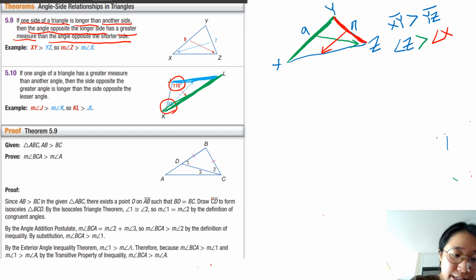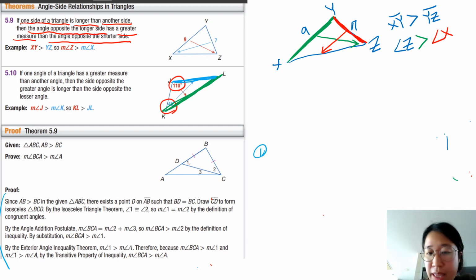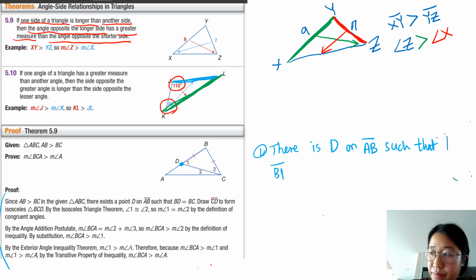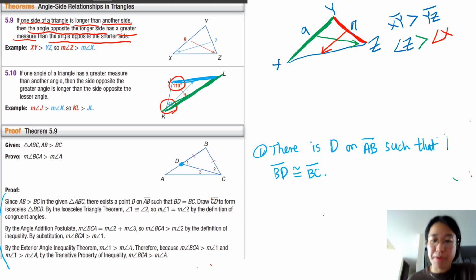Okay, here is a paragraph proof, but I'm gonna rewrite this on the right side here. So let's say there is point D on the side AB, such that BD is congruent to what? BC. So that's our kind of like hypothesis.